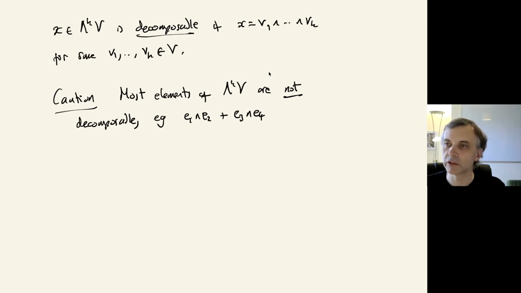This is why the exterior algebra is much more complex than it first appears, because you have all these non-decomposable elements. Certainly for me, my intuition works much better for decomposable things, since it's more immediately geometric. So you have to be a little careful sometimes. If you want a nice exercise, you can check that E1 wedge E2 plus E3 wedge E4 is not decomposable.